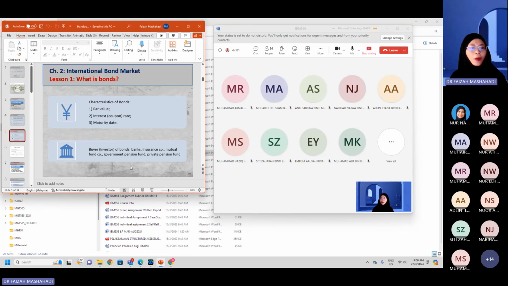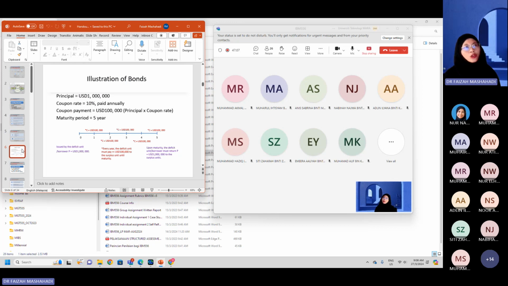The buyer of bonds, right? Government as well as corporations. Issuers and the surplus unit. We are talking about corporation and government. Corporation and government can be the deficit unit. Corporation and government, they can also be as the surplus unit. So this is just a simple illustration of bonds.